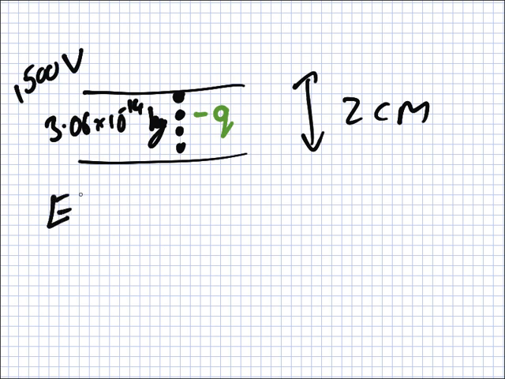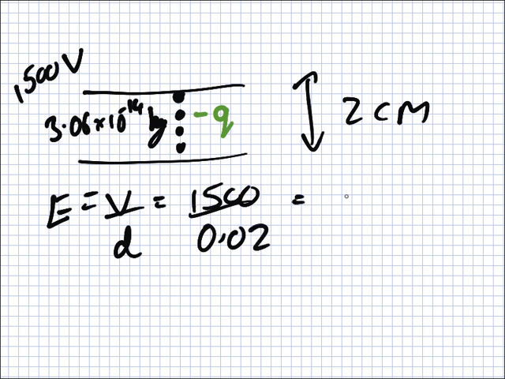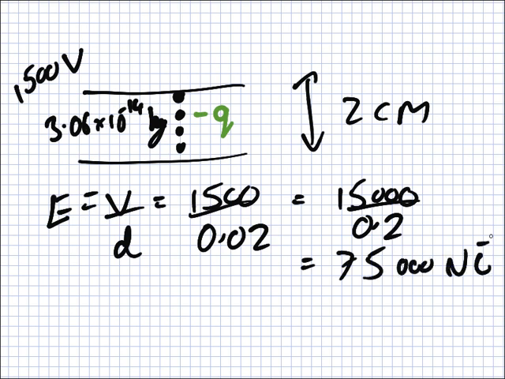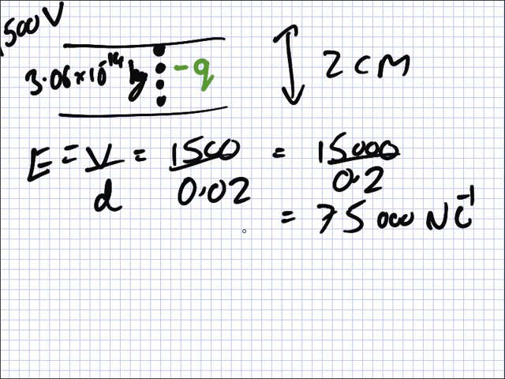So E equals V over d, which equals 1500 over 0.02, which is 75,000 newtons per coulomb. And the second part is determine the charge.